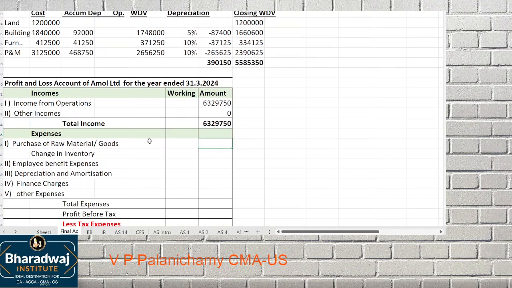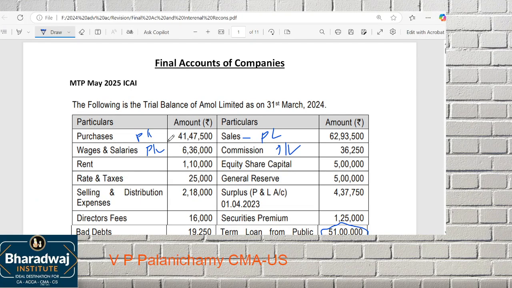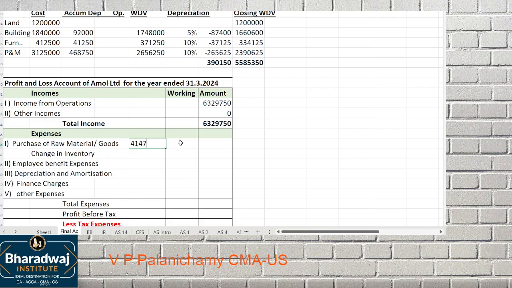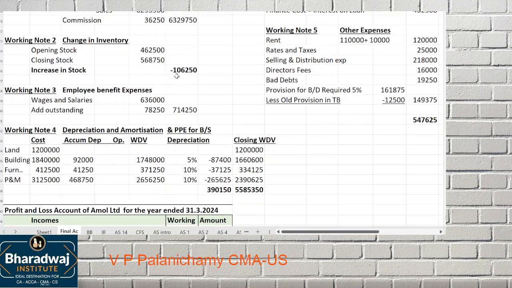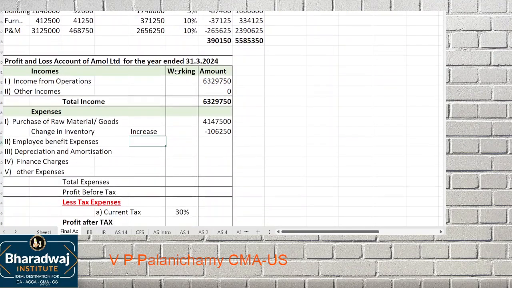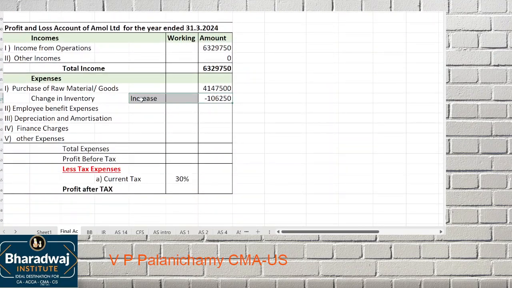Purchase of raw material is directly given in the question. 41,47,500. Change in inventory. Inventory has increased, which means it's like a surplus. So minus. If it is a decrease in inventory, we would have taken it like an expense. Increase in inventory is like surplus in stock. It will be a minus amount from your expenses.